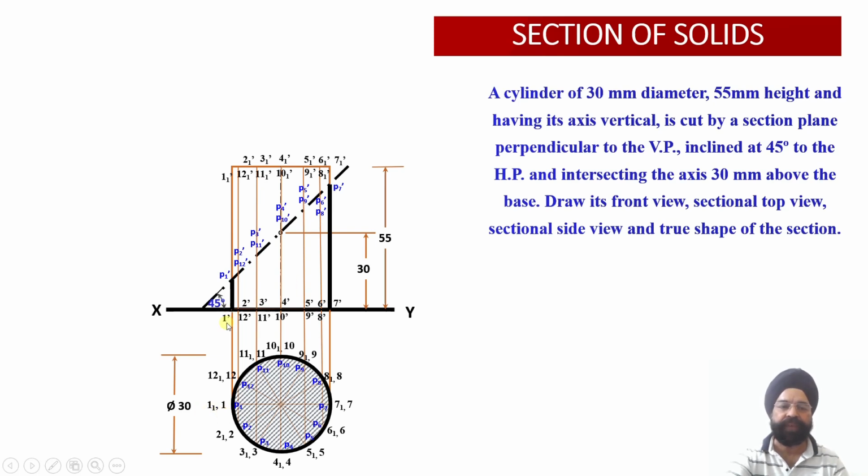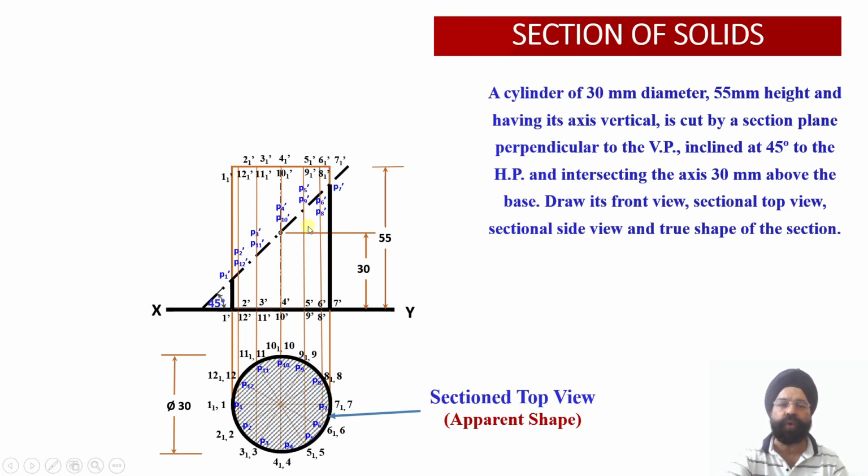So 1 was here, 1 dash, 1 1 dash was here. So it was a vertical generator. So all these 3 points are going to coincide at the same point. So this is our section top view. It does not provide us the clear picture of the shape of this cut section over here. So that's why we call it a section top view, and it represents the apparent shape of the cut section in the top view.